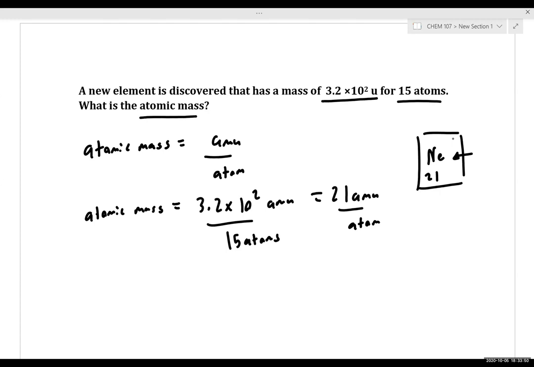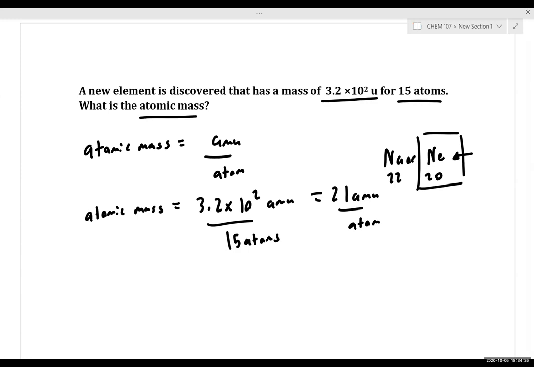Can I also say sodium? Yep, sodium. We don't have enough precision to tell right now. That's partially because we haven't measured the mass to a really exact number of significant figures. We only have 2 sig figs in this measurement. The more precision we have, the more likely we are to get an accurate match for our atomic mass.